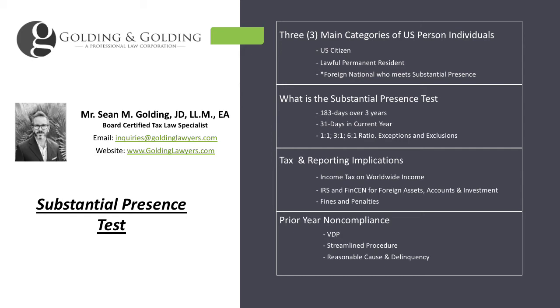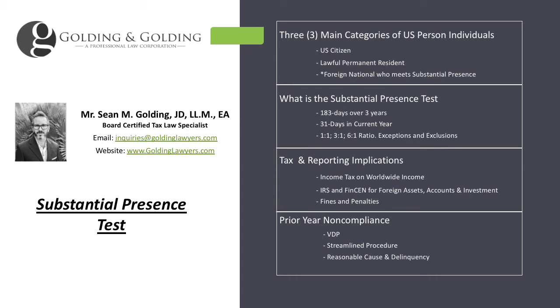So what does that mean if you meet the substantial presence test? Well, unfortunately, if you meet it and there's no exceptions or exclusions, then the U.S. is going to treat you like a U.S. person, which means they're going to tax you on your worldwide income, and they're going to require you to report your global assets, accounts, and investments to the Internal Revenue Service as well as FinCEN.